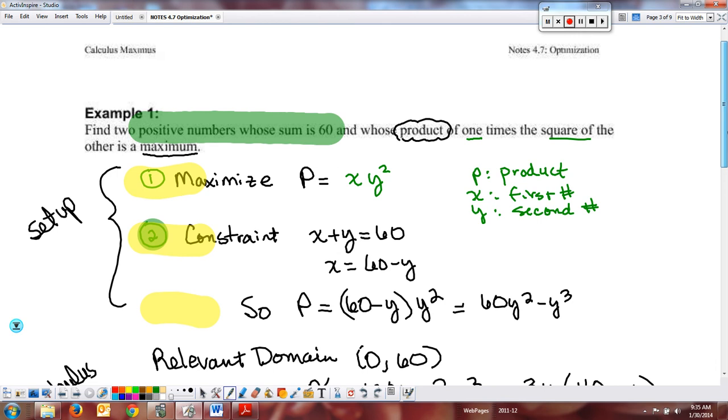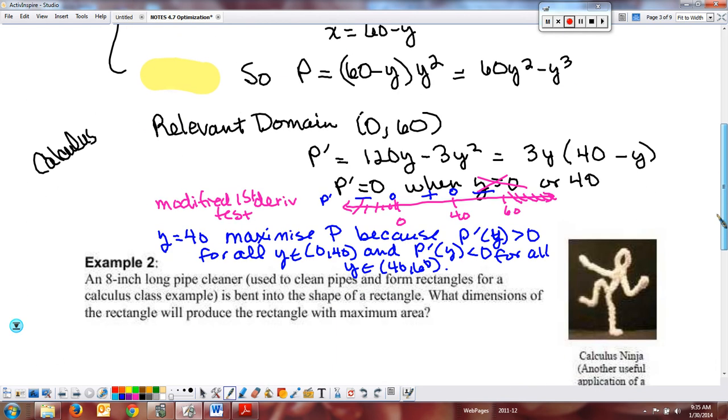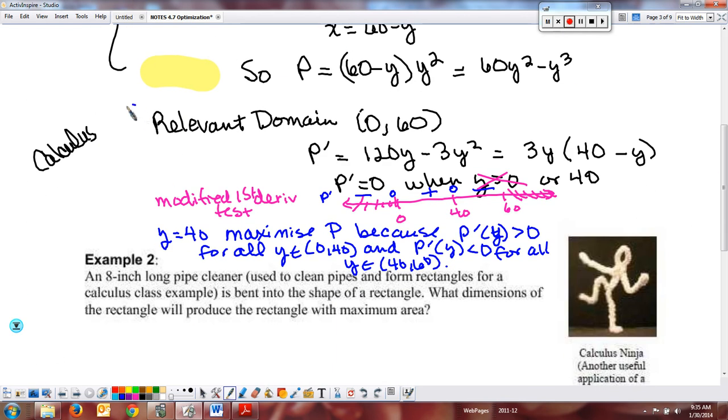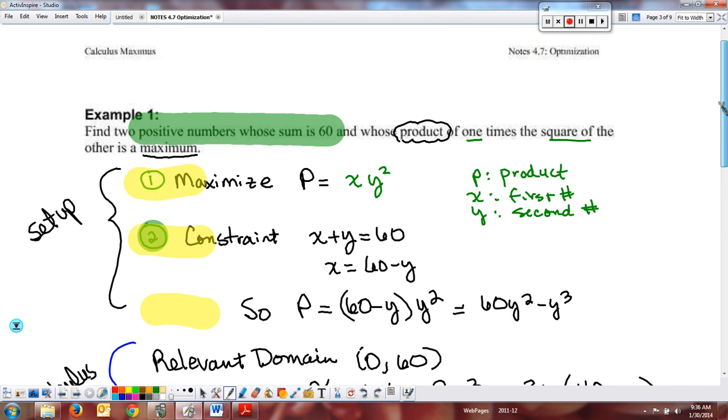It said find two positive numbers. So I haven't actually answered the question. This part right here is the calculus that found the maximum. Now that I know that, what I want to do, I hope I spell it correctly, maximizes, is answer the question. And I've not left myself enough room, so I'm just going to come up here to the top.